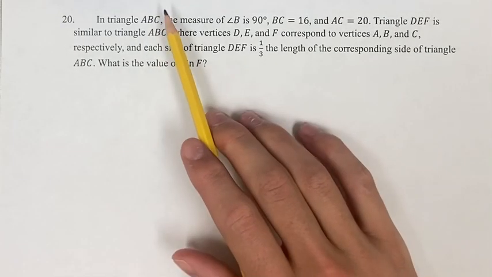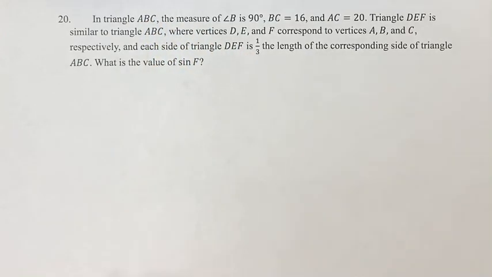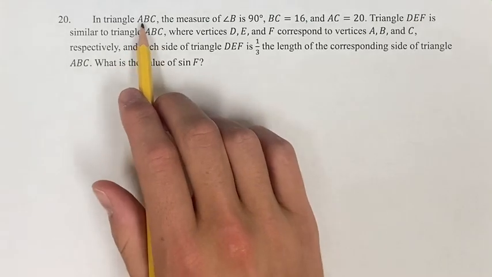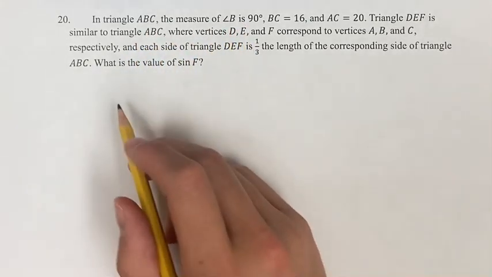In this problem, we're given triangles ABC and DEF. We're given a bunch of information about them. To understand it, we're going to draw some diagrams. So you have triangle ABC, the measure of angle B is 90 degrees, so we have a right triangle.